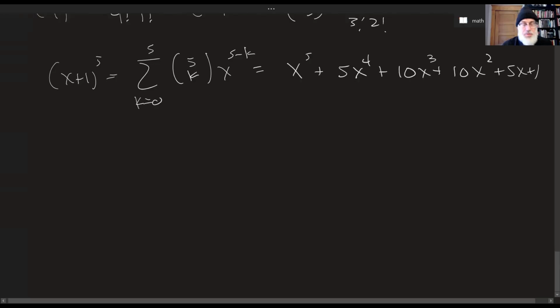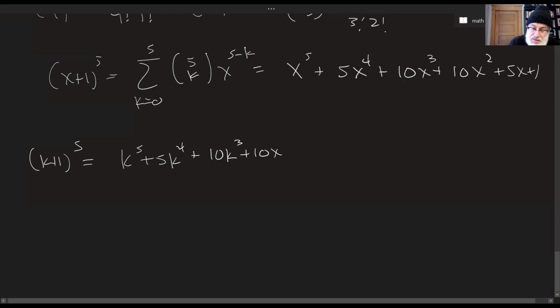That's a little out of the scope of this video, so look for that. So this is our polynomial. Now I'm going to replace it because we had (k+1)^5, and that was now k^5 + 5k^4 + 10k^3 + 10k^2 + 5k + 1.